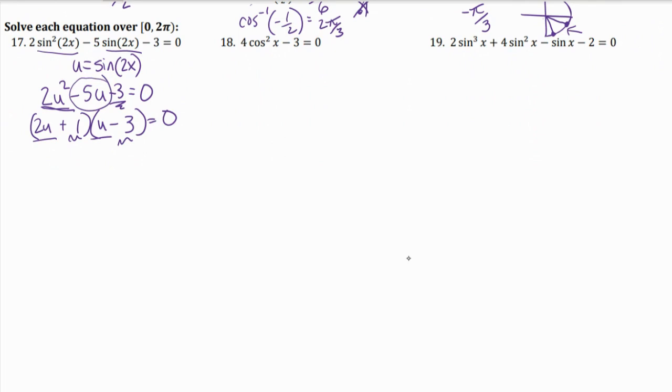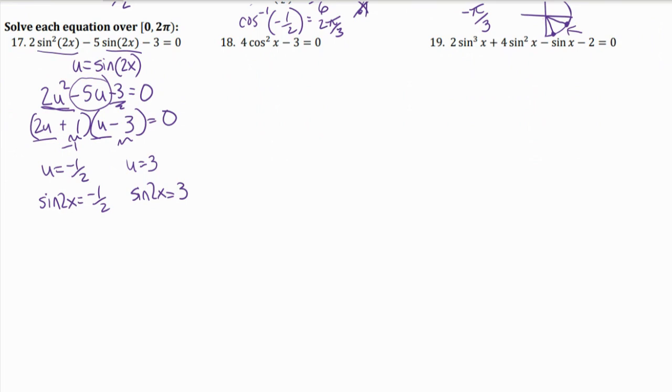So then if you subtract 1 and divide by 2, I get u is equal to negative 1/2. And then here I would get u is equal to 3. So let's remind ourselves what u is now that we have solved for u. Sine of 2x is equal to negative a half, and then sine of 2x is equal to 3. So now let's start thinking about unit circle stuff.